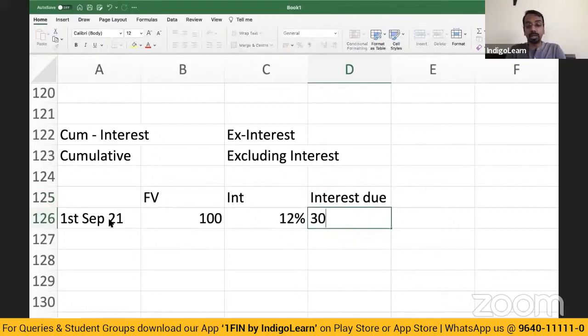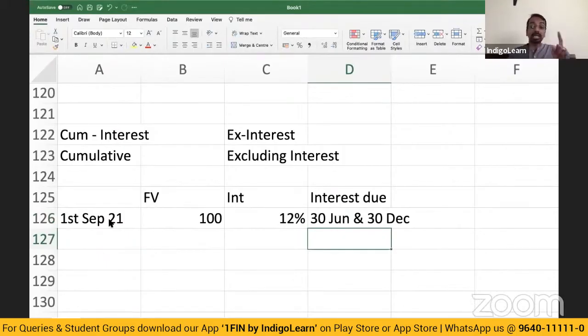Interest is due on 30th of June and 30th of December, right? You purchased on 1st of September. When did you purchase? 1st of September. When was the last interest paid? 30th of June. Now, someone who is selling you this particular investment, will he just sell you at 100?